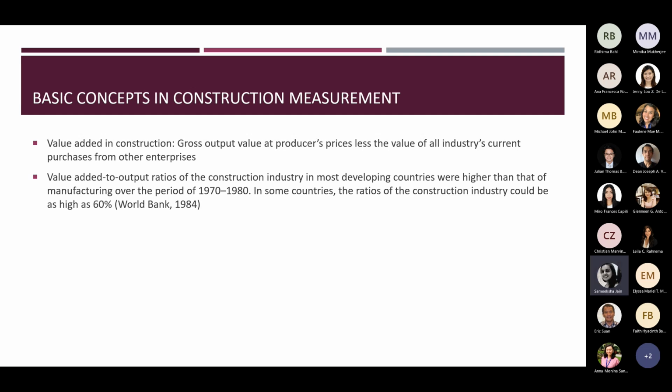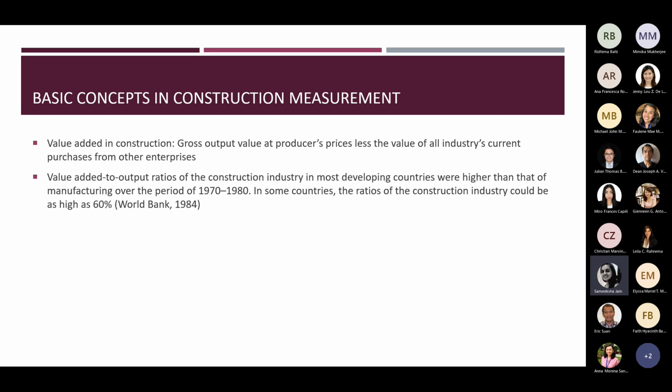Next concept useful to understand is the value added in construction, which refers to the gross output value at producers' prices less the value of all industries' current purchases from other enterprises. So all industries' current purchases from other enterprises are basically excluded, which include the value of input materials and components, cost of hiring plants, cost of goods sold in the same condition, legal and other professional fees, payments made for repair and maintenance, etc.